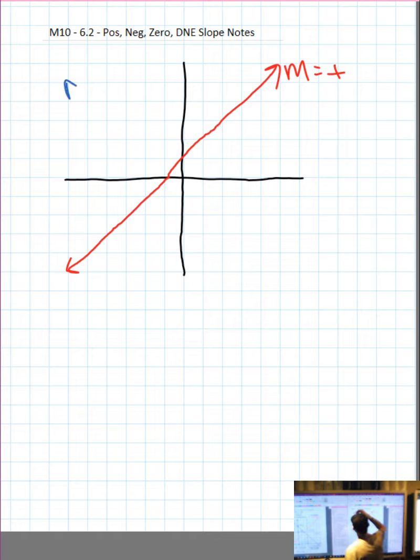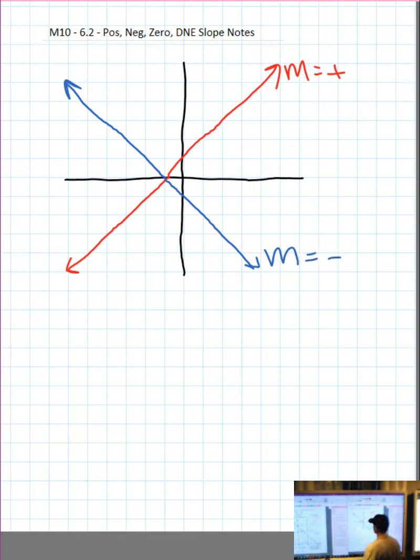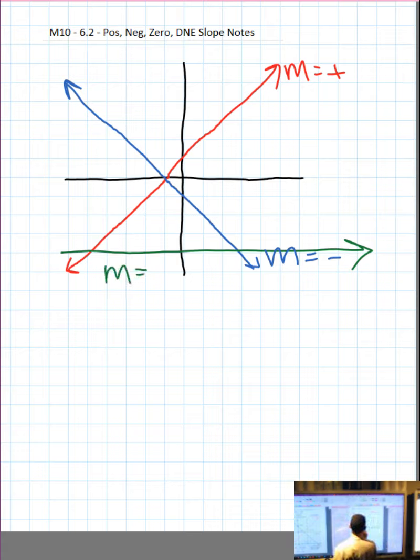Then we're going to have down to the right. And down to the right, the slope m is negative. Then we're going to have horizontal lines. And horizontal lines have a slope of 0. M equals 0.